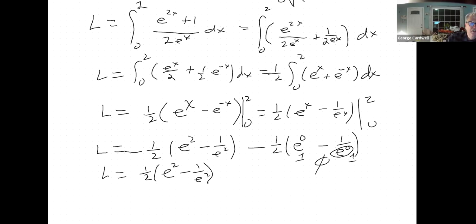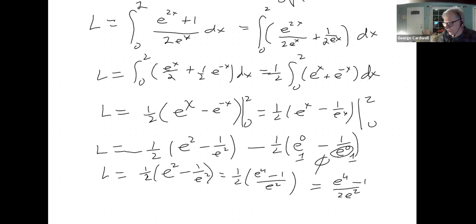I could write it as 1/2, common denominator is e squared. So I'd make that e to the 4 minus 1 over e squared. And then you could write e to the 4 minus 1 over 2e squared. So that's how you use the arc length formula. Unfortunately, it generates a fair amount of algebra to do. Okay. So you do have to practice these a lot. Okay. Any questions on that?